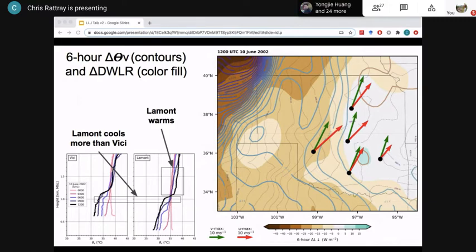I guess at this height, that is true. I would still expect it should still influence the thermal wind at the same height, or if I'm not mistaken, I could be. Yeah, that would be something to look at as well.